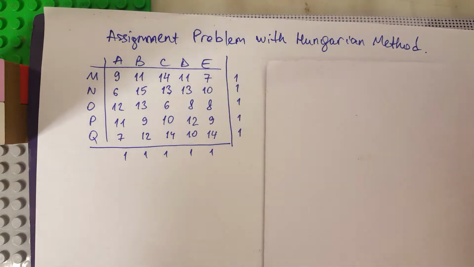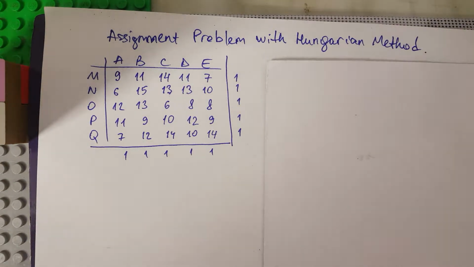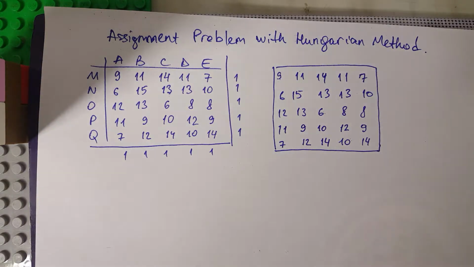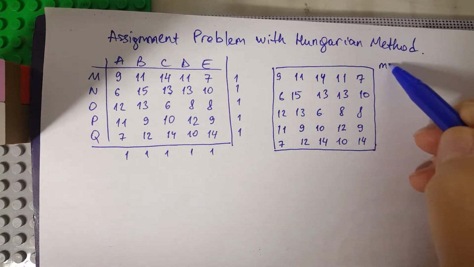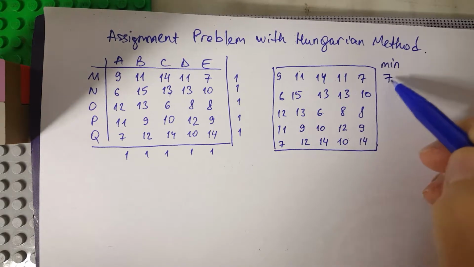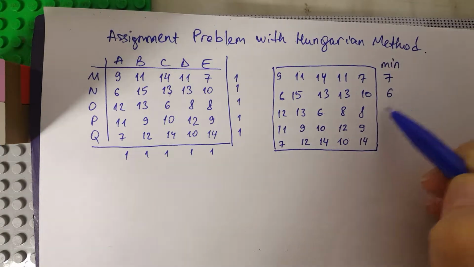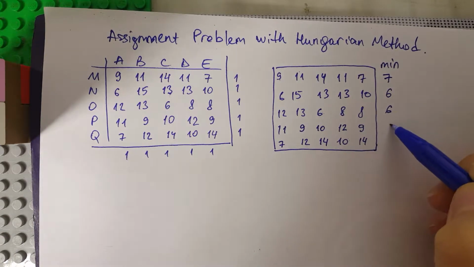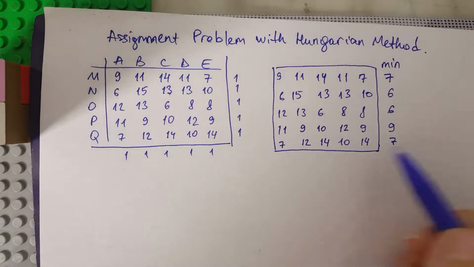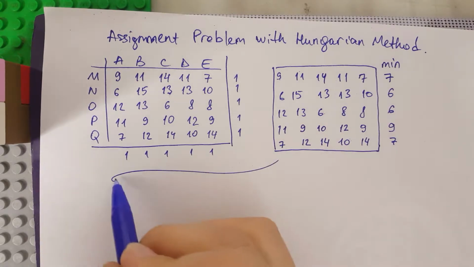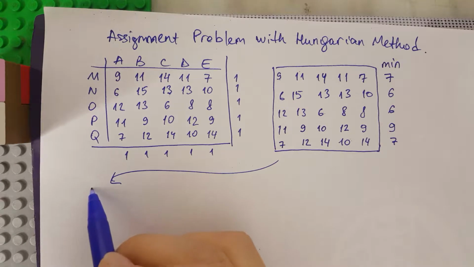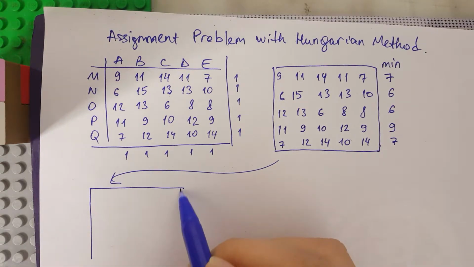done by one worker. So to solve with the Hungarian method, first we should find the minimum value of each row. The minimum value of the first row is 7, in the second row is 6, here 6, 9 and 7. Now the next step is to subtract this minimum value from each cell of this table.